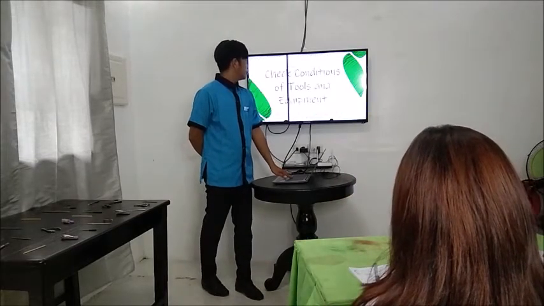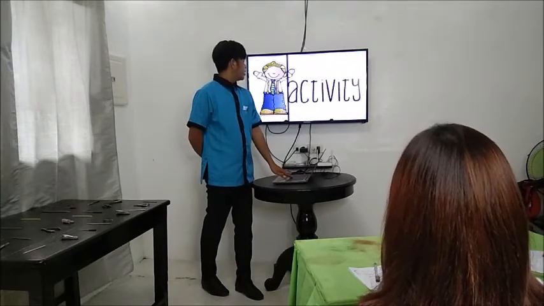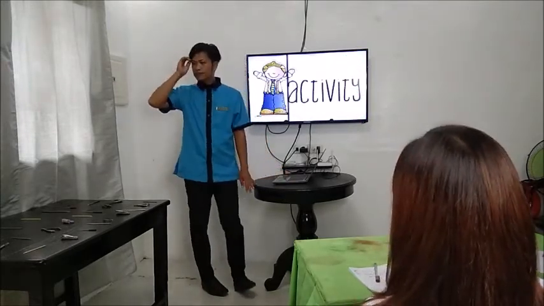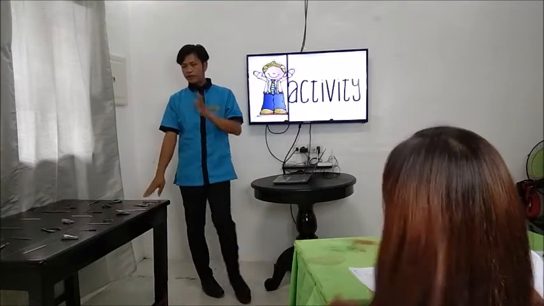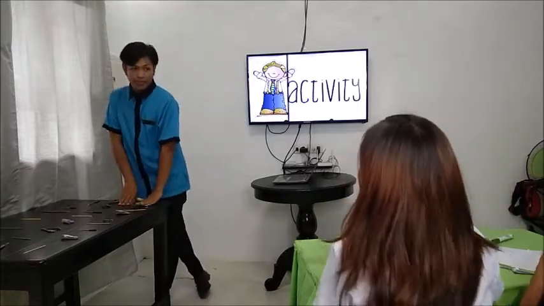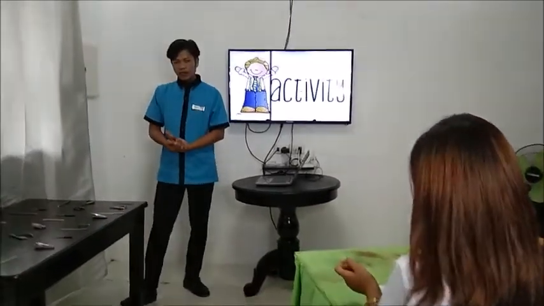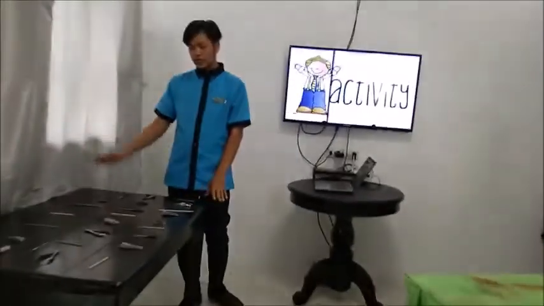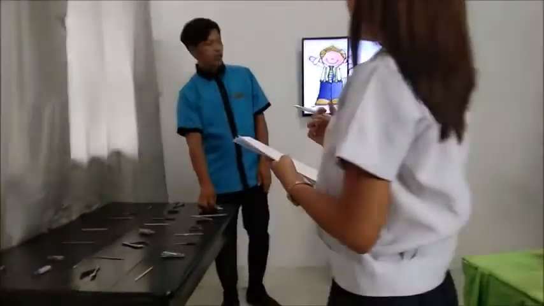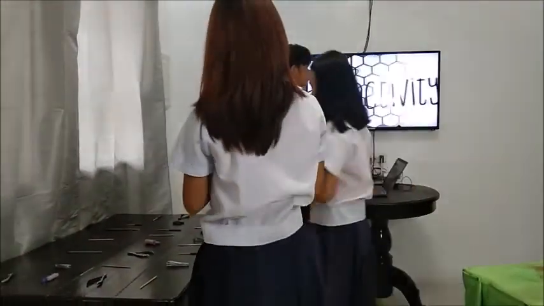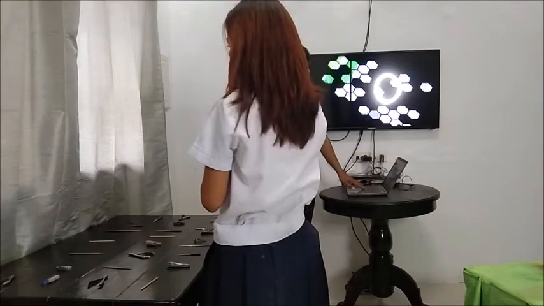Okay, for the activity, I have prepared here a table. You can come in and check if the following are functioning or not. Get a piece of paper and write down what you can observe. Write down those functional and write down those non-functional. You can touch, you can check, and this is the rubrics for your activity.